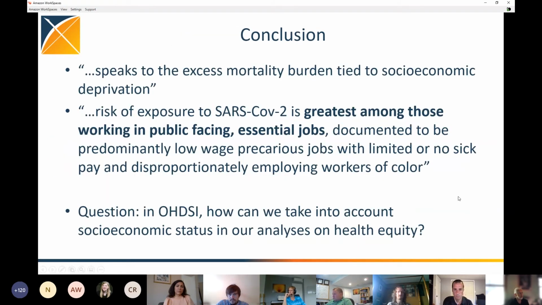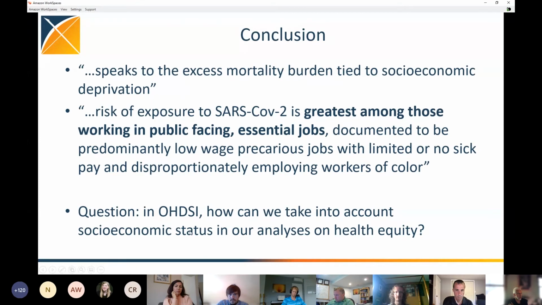So just to say what this speaks to, taking it from the paper, you get an excess mortality burden due to socioeconomic deprivation, as evidenced by the lower education levels. And the important thing is the risk of exposure to SARS-CoV-2 is greatest among those working in public-facing essential jobs, documented to be predominantly low-wage, precarious jobs with limited or no sick pay and disproportionately employing workers of color. So while it's nice to call these people superheroes, they've actually given their lives for their jobs for us, so we could go to the supermarket and have our shelves stocked.